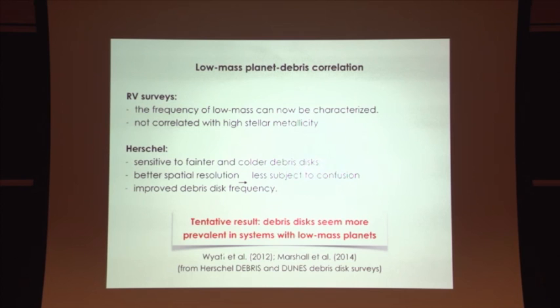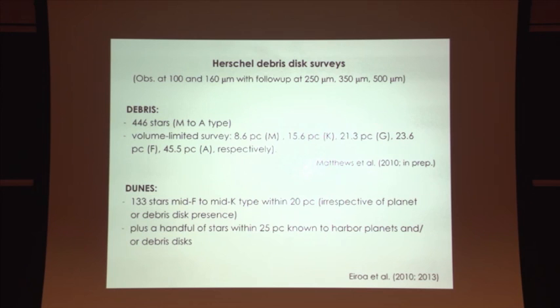And then, you probably know where I'm going now, I went to the data and I tried to see if I could recover that evidence of a correlation. And again, using those same surveys, but using the cleanest possible sample. The two surveys are DEBRIS, which is looking at 446 stars. M2A type is volume limited, and these are the volume limits, right?